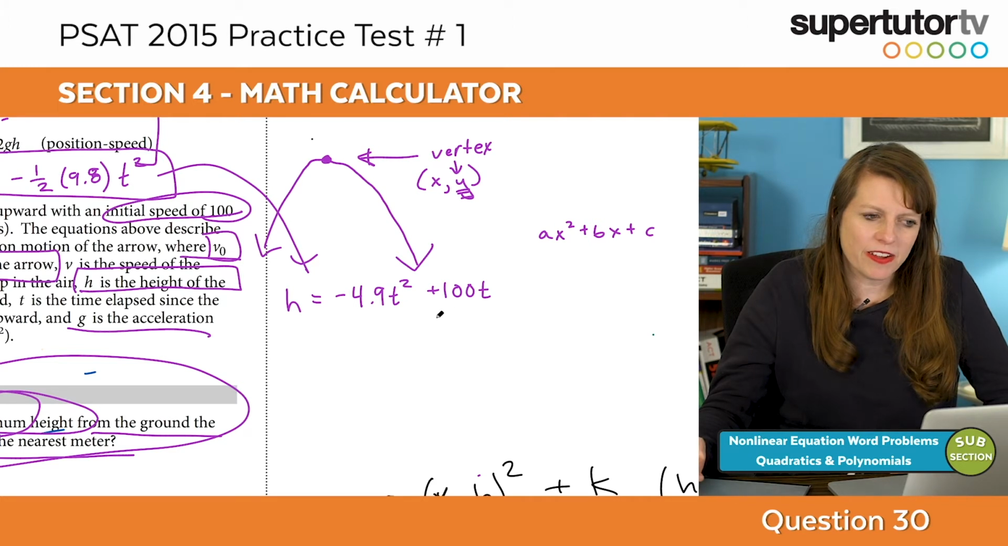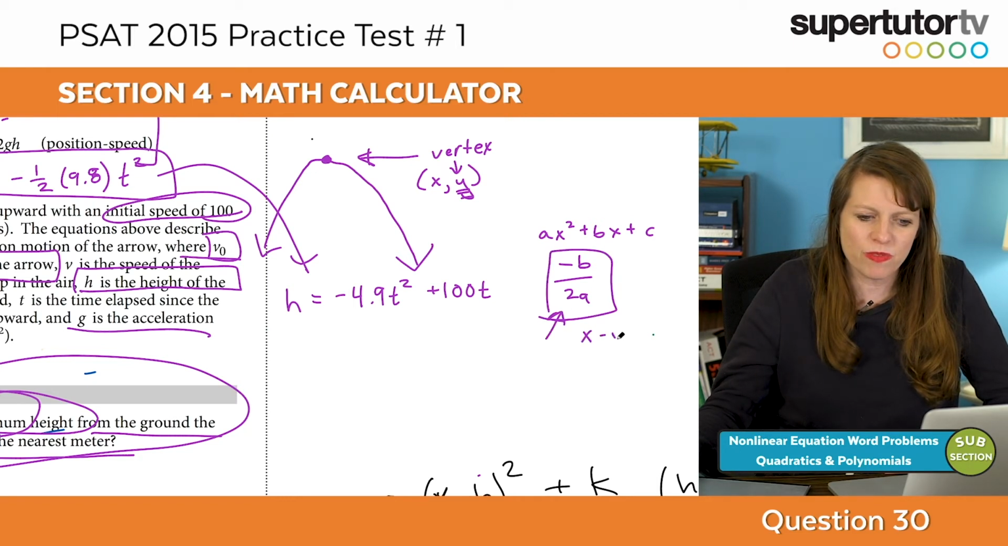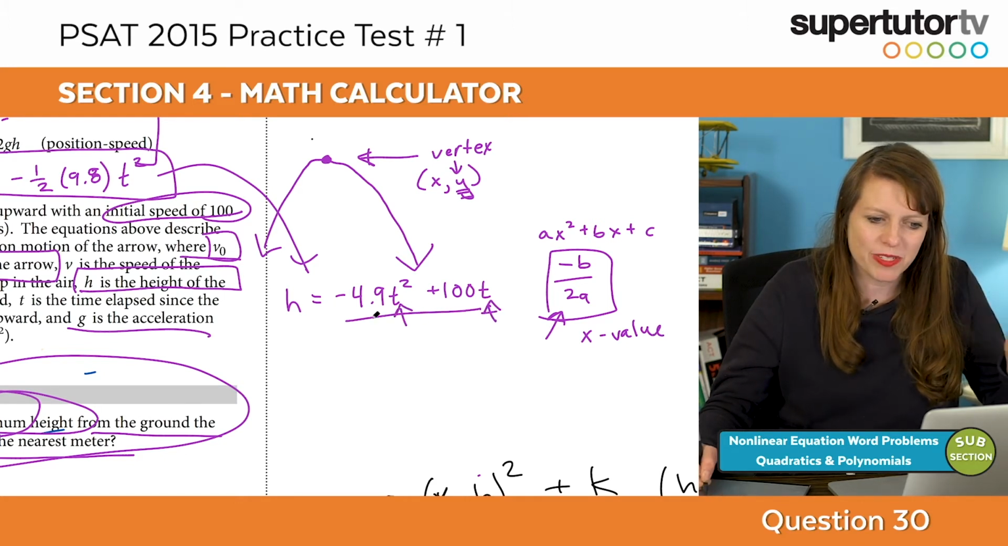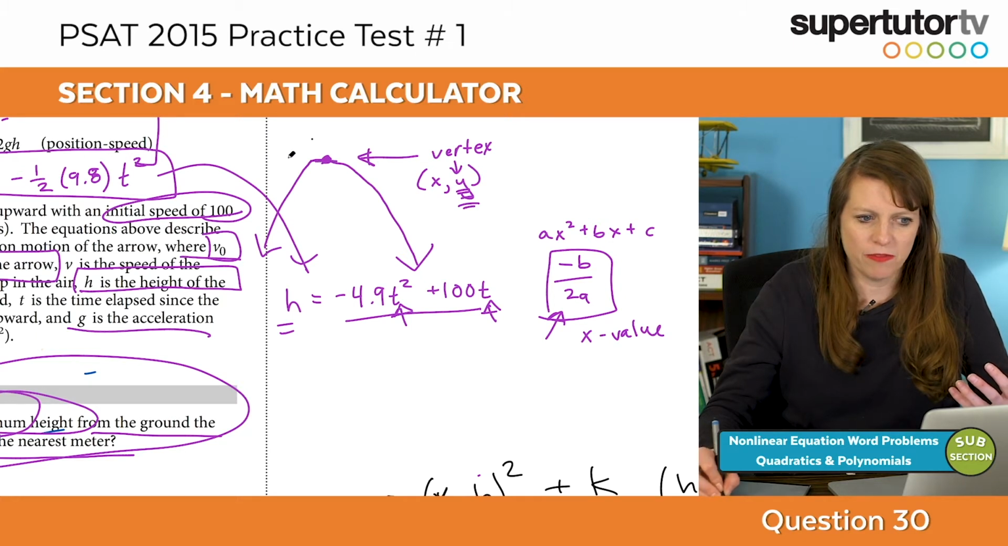To find the x value of the vertex, take negative b over 2a. This is just something you can memorize. If you have negative b over 2a, that's always the x value of the vertex. Then you can plug that x value of the vertex into the t's here, like the x. Remember, t is like x. And then you can solve for h, and that's going to give you your highest h, or your y, your topped out value here, okay?